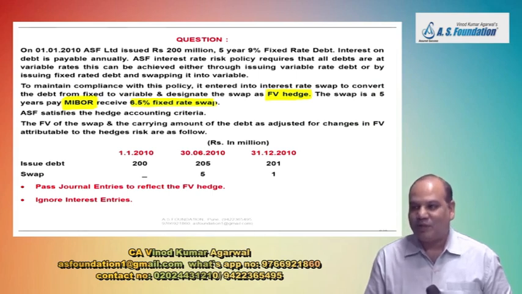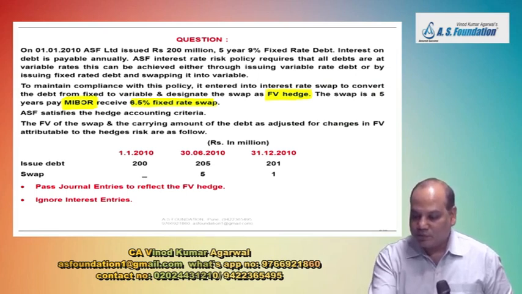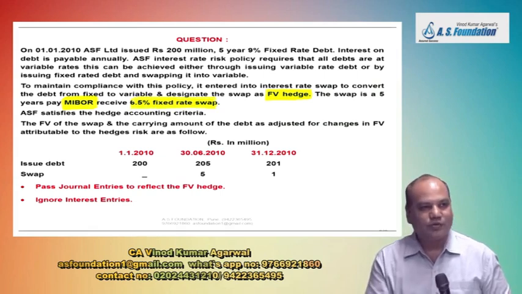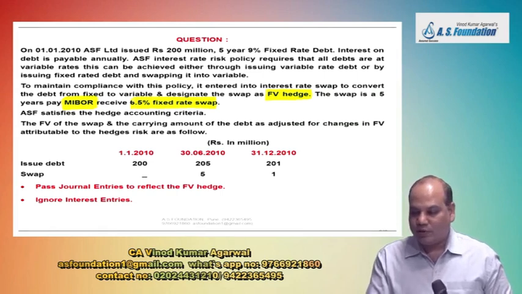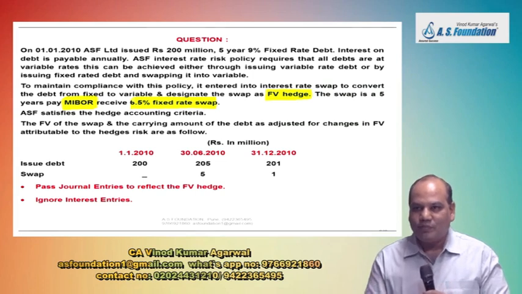A swap is a 5-year pay MIBOR, receive 6.5% fixed rate swap. Have you understood the swap? What will ASF pay? MIBOR. What will it receive? 6.5% fixed rate. So this will effectively convert its fixed rate into a floating rate. Is it right?